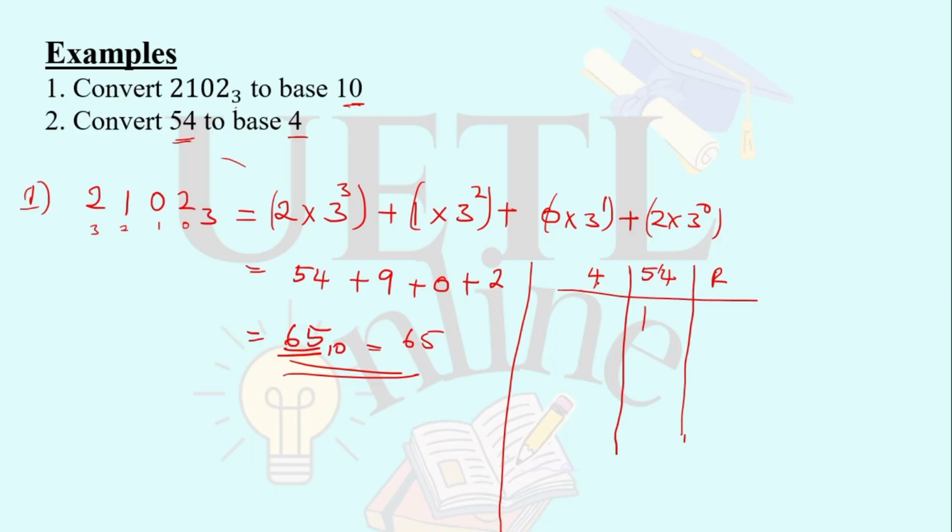We get 4 into 13, we're going to get 3, remainder 1. Then we say 4 into 3, we get 0, remainder 3. So we just have to read this. You stop dividing when this number becomes 0. This means that our answer is 54 equals 3, 1, 2 base 4. So this is how we do it.